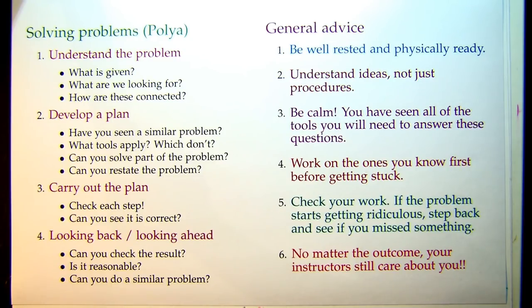Now, when you're doing a test, work on the ones you know first before getting stuck. Because you want to get all the points that you can. We're calculus people. We like to optimize. We like to get the most. And so, in this case, get the most points. So don't say, I'm going to do the problems in order, no matter what. And you go to problem 2 and you're like, wow, I don't know what to do, so I'm going to spend the next 75 minutes staring at problem 2 and not make any more progress. Well, in the meantime, problems 3, 4, and 5 you could have done. And now you lost those points.